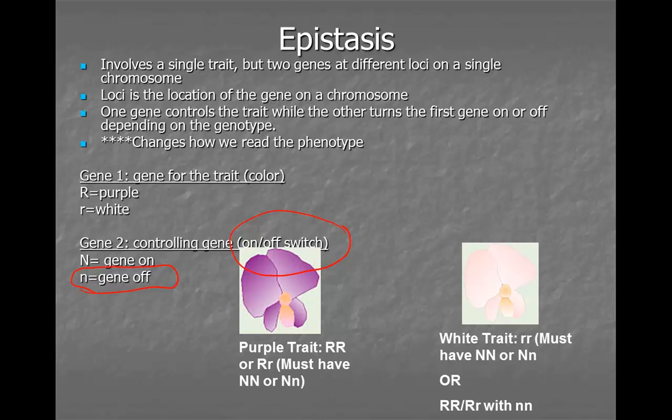Now, some of you may be thinking albino is white, and that is not true. Albino means the absence of any color. White does have some pigment. As you can see down here, capital R means purple, and it must have at least one capital N in order to express that purple. To have white, we need homozygous recessive, little r, and a capital N. Our third phenotype is the recessive controlling gene turned off, which results in an albino, the absence of color.